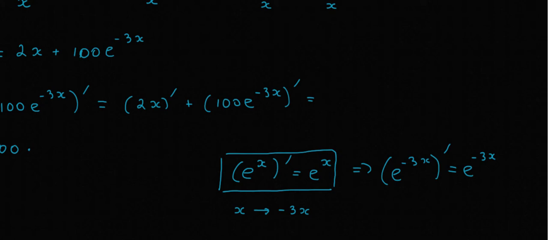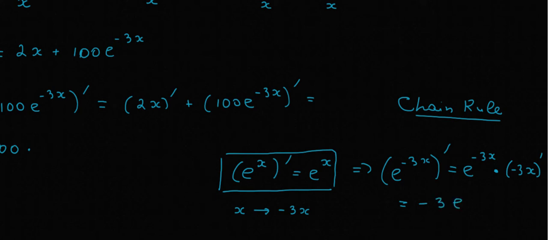Now, if you leave it like this, the formula will be incorrect, and the chain rule tells us how to correct this. Namely, we need to multiply this right-hand side by the derivative of what we are substituting for x. In this case, we're substituting negative 3x for x, so we need to multiply the right-hand side by the derivative of negative 3x. This is called the chain rule. The derivative of negative 3x is negative 3, and so the derivative of e to the power negative 3x will be negative 3 times e to the power negative 3x.